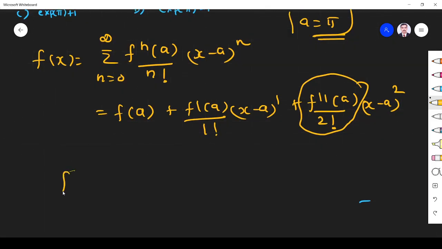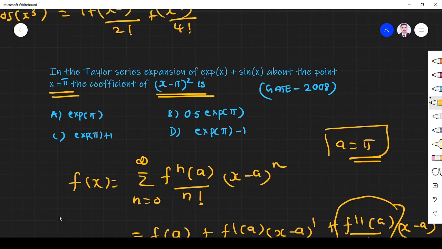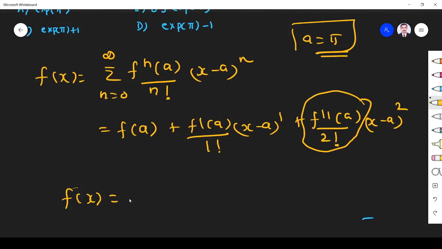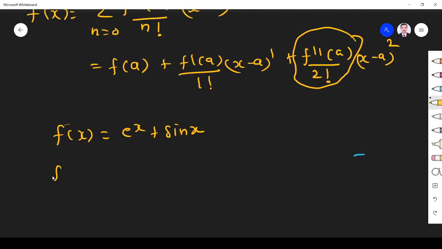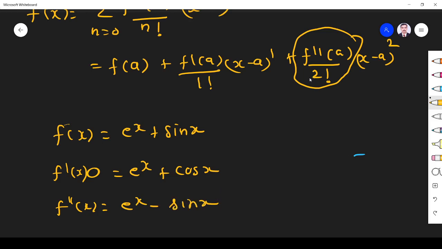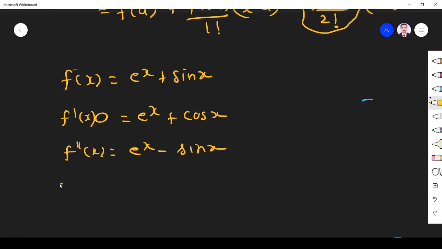So what is f of x as per the problem? f of x is equal to e power x plus sin x. Fine? Okay. So what I need to do? I want f double dash. So first I take f dash of x: e power x plus cos x. f double dash of x is equal to e power x minus sin x. What we want is f double dash of a, where a is equal to pi. So f double dash of pi is equal to e power pi minus sin pi. That is, sin pi is 0, so it is e power pi.